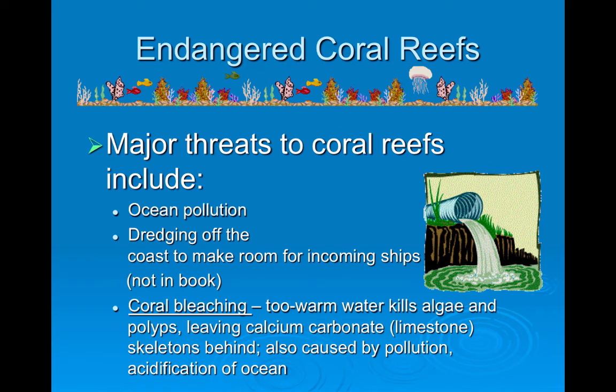All right, what is coral bleaching? Zooxanthellae embedded in the coral polyps leave or die because conditions change. We're going to talk about that in a second. These contain the color of the reefs, leaving behind white calcium carbonate and colorless polyps. The polyps then usually die because they depend upon that photosynthesis from the zooxanthellae.